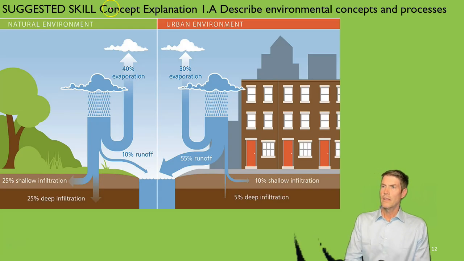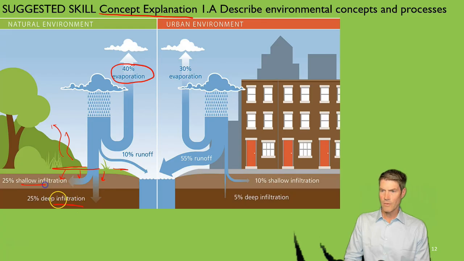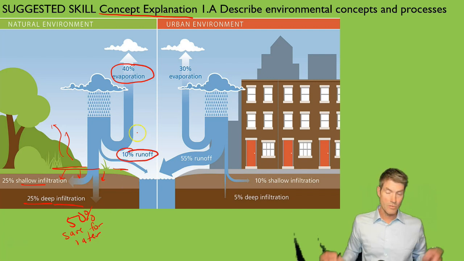All right, so here's a nice little concept explanation I thought worked well here. In a natural environment, this is what you see. When it rains, almost half of it evaporates because it sits here and it can go back up. Whatever doesn't evaporate starts to infiltrate into the ground, so you get shallow infiltration and deep. Half of it goes into the ground, and that's good. This is saved for later, right? You can pull it up later. And just about 10% runs off into rivers and streams.